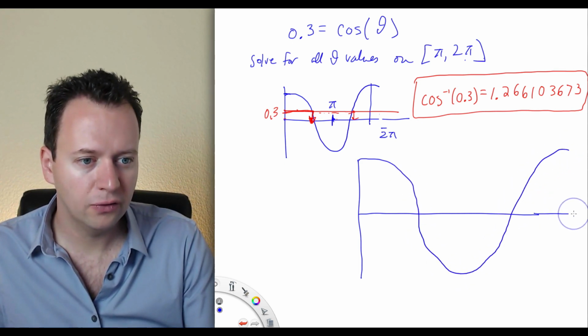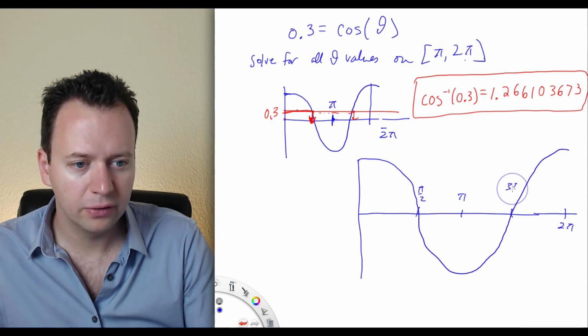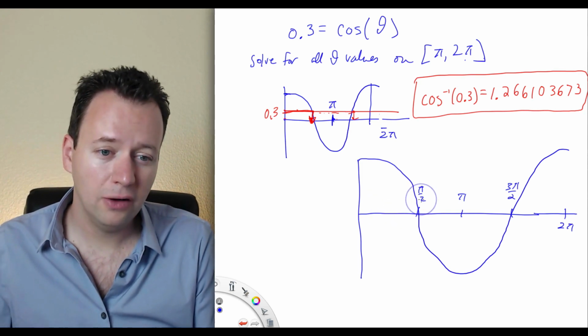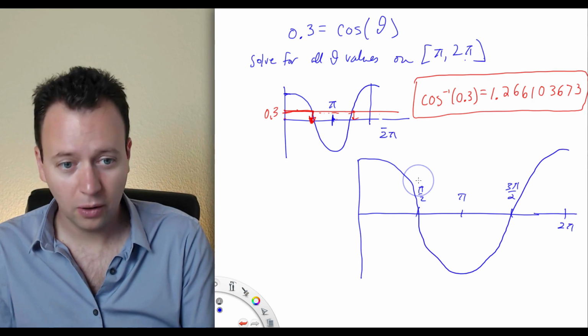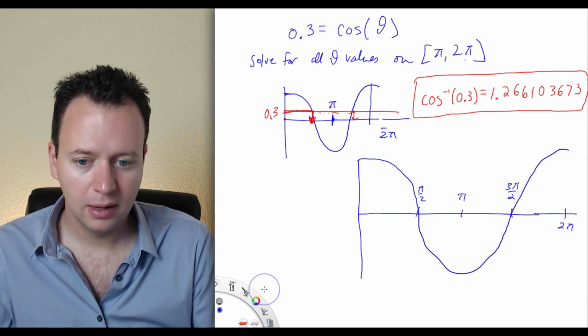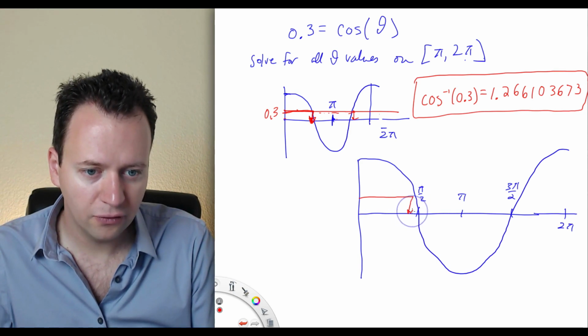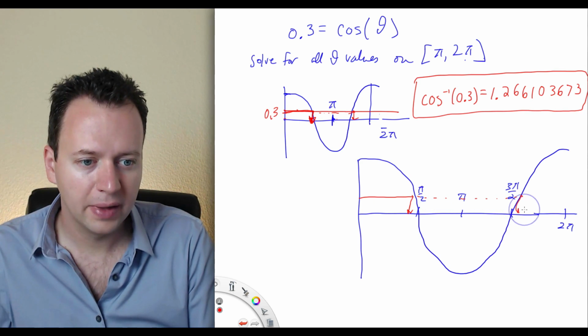So to understand how we can get the other value, let me draw a larger, more careful drawing. There's 2 pi, pi, here's pi over 2, and 3 pi over 2. So pi over 2 is about 1.6. So this value, as we would expect, is hit before pi over 2. And then we want to find the one over here.